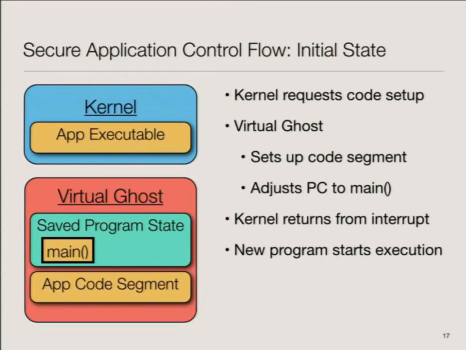So when the operating system kernel does the return from system call, the saved program state will start executing this new application code in its main function. What we've done is essentially taken the operating system out of the critical path, where we rely on it to do the correct thing. Instead, Virtual Ghost does the critical operations of setting up the code segment and changing the program counter to point to the main function.